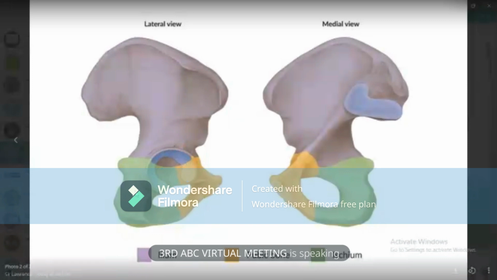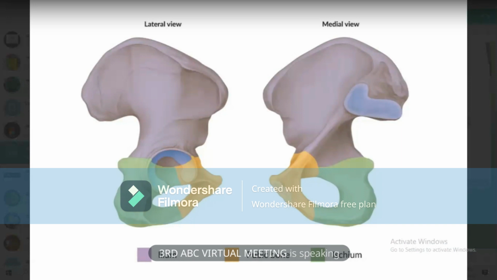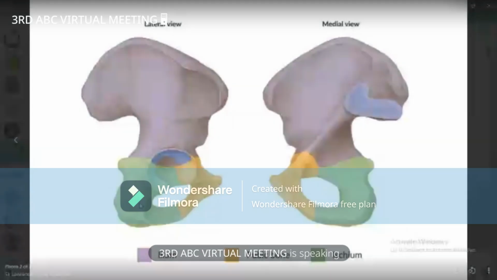Now let's move on to this next bone here called the ischium. Alright, so the ischium usually is found in a posterior lateral direction. It's pointing posterior lateral. It has two parts. Alright, it has a body and it has a ramus.